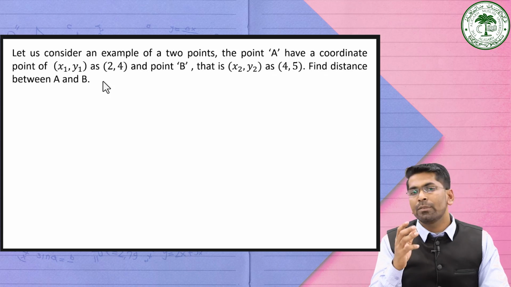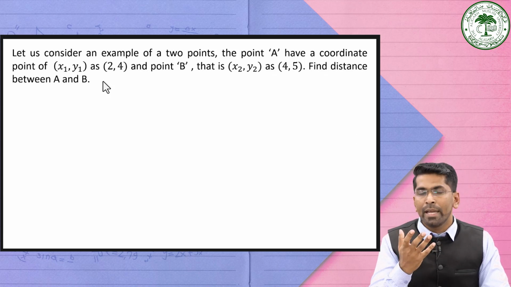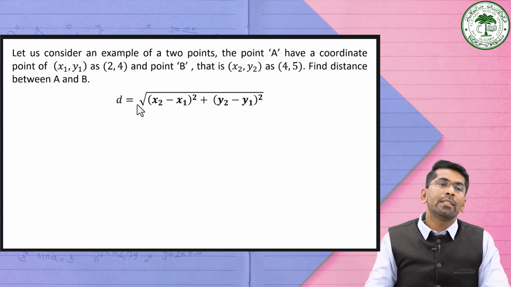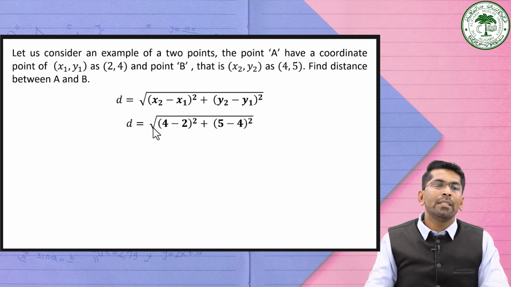In order to find the distance between A and B, we can use the formula given here. The distance formula is under root, x2 minus x1 whole square plus y2 minus y1 whole square. We know what x1, x2, y1, y2 are. Here x1 is 2, y1 is 4, x2 is equal to 4 and y2 is equal to 5. If we put all these values into the formula, it becomes d is equal to under root of 4 minus 2 whole square plus 5 minus 4 whole square.